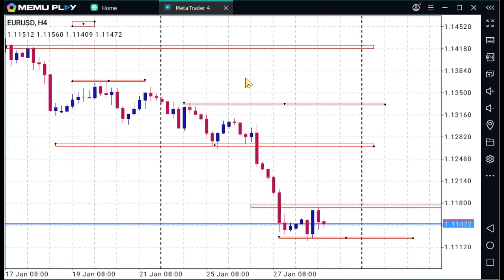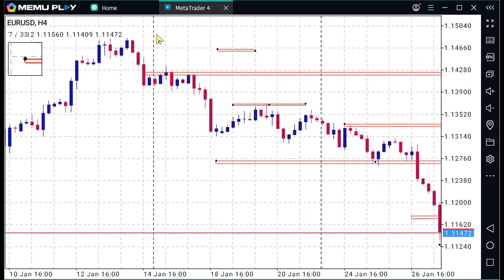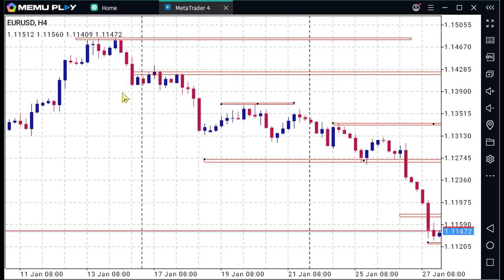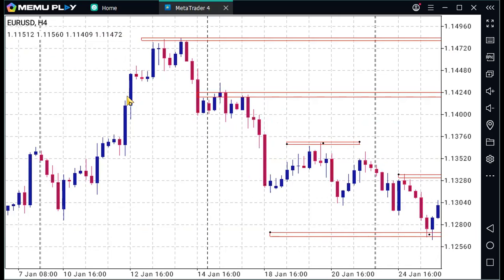So let me mark the last resistance. This is the highest of all. That is on the H4. This is the highest resistance. So you can see that this is a 4-hour time frame. Are we following? Yes, we're following.